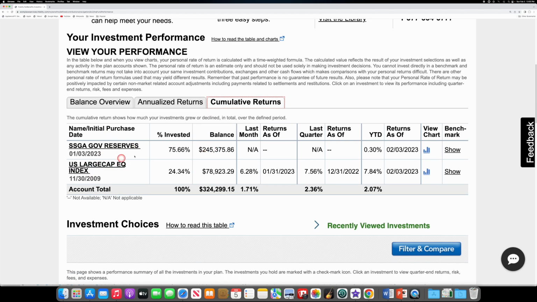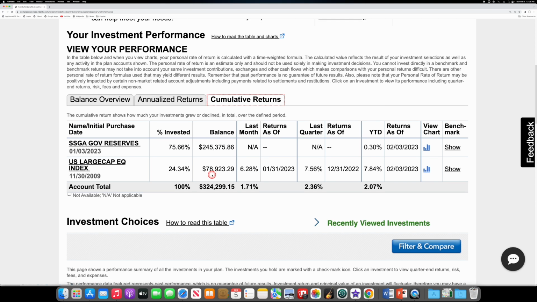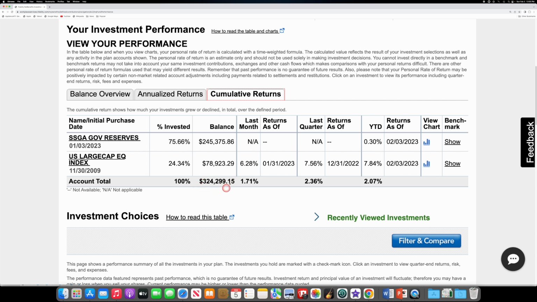And these are the two funds I'm invested in right now. The SSGA Government Reserve and the U.S. Large Cap Equity Index. This is the amount of money I have in each, about $245,000 in the Government Reserve and almost $80,000 in the Large Cap Equity Index. What I want to do is, and let's just go by the total. The total amount, again, is almost $325,000.